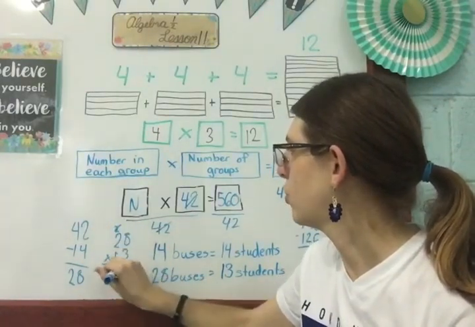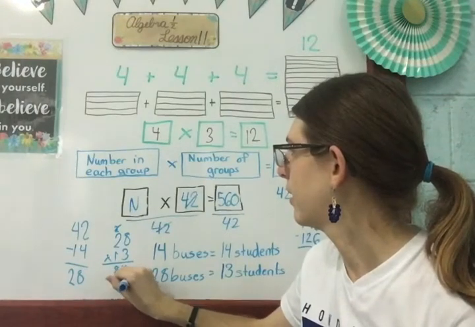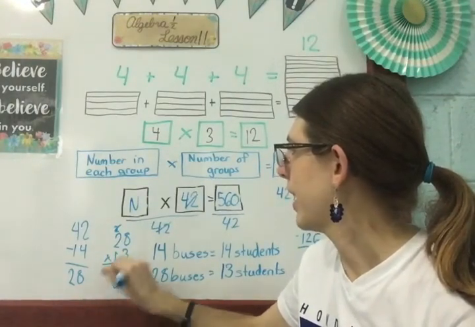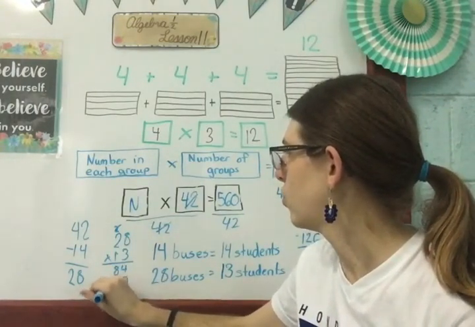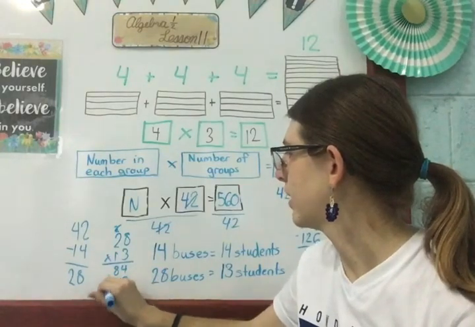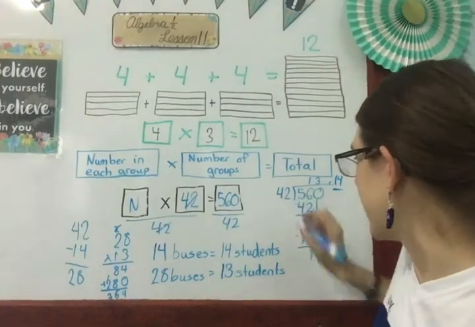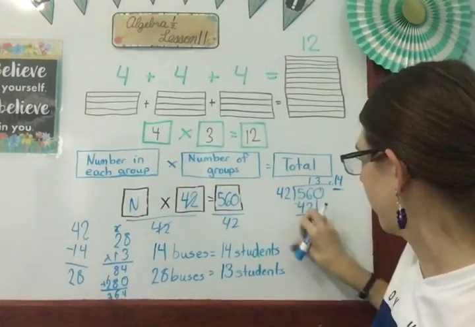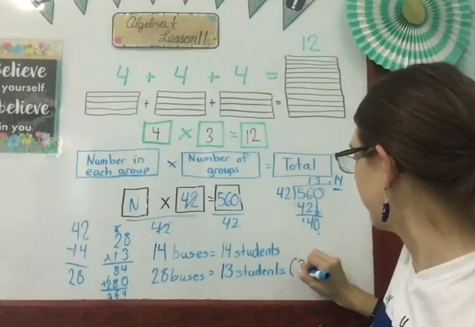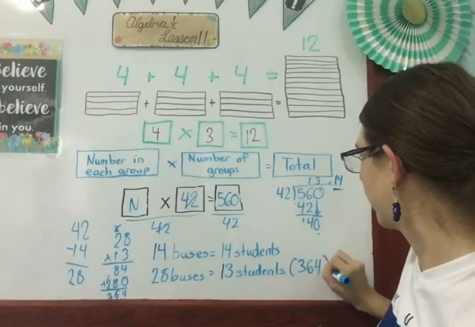4 carried by 2, 8, 0, 8, 2, 4, 16, okay. So 28 times 13, that would be, erase this part, 364 of your total students.